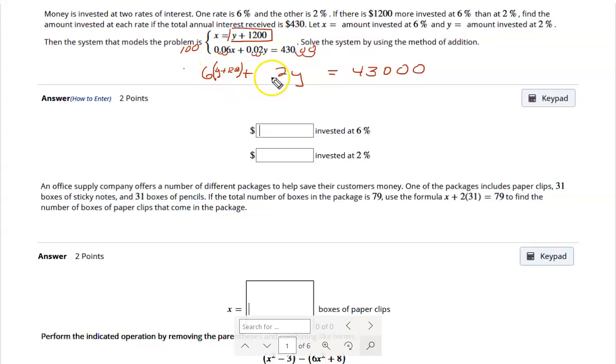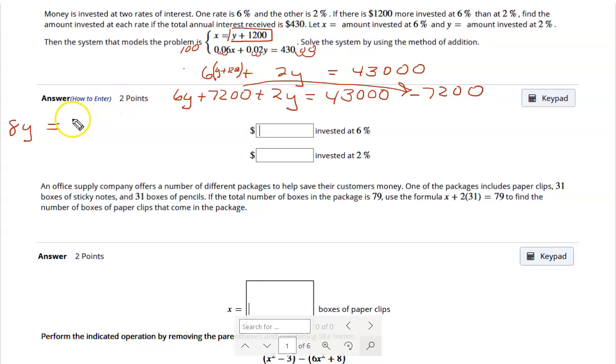Now I have an equation with only one variable, so it's a little easier to solve. So take a moment to expand this parenthesis and see what you get. Now, when I distribute this, I get this. I'm going to collect like terms now and get, let's put it over here, 8y. Now I'm going to subtract 7,200 from both sides, or just take this term on this side, it becomes a negative 7,200. And when I do that subtraction, I get 35800. Now I'm going to divide both sides by 8 to solve for the y.